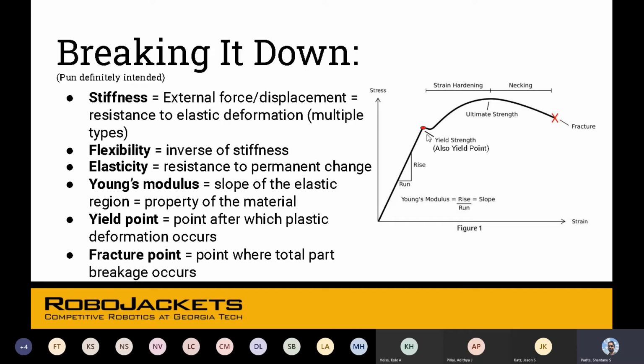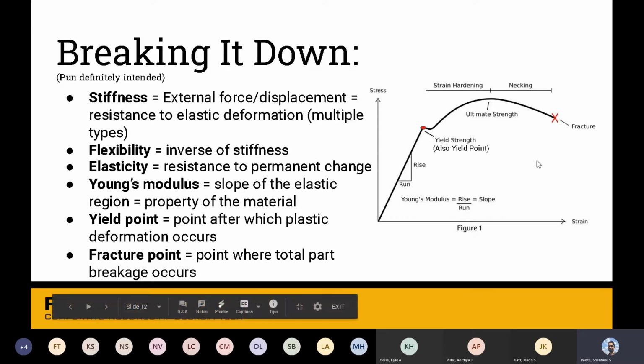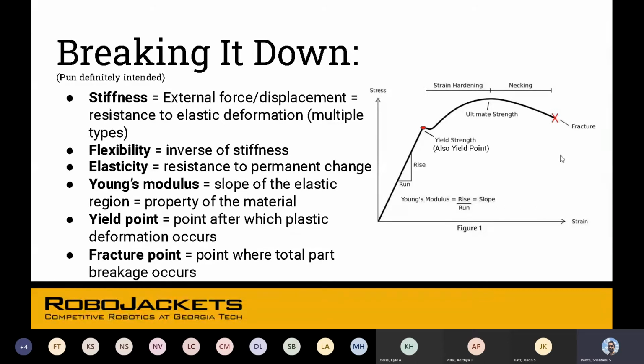And this is the yield point. This is the ultimate strength. The yield point is the point of no return, where you're getting to the plastic deformation part. And the fracture point is where it just breaks. Keep in mind that this is always just stress in one direction. If you stretched it too far and then applied another force in another direction, it would obviously break, but that's not what we're thinking of here. Okay.